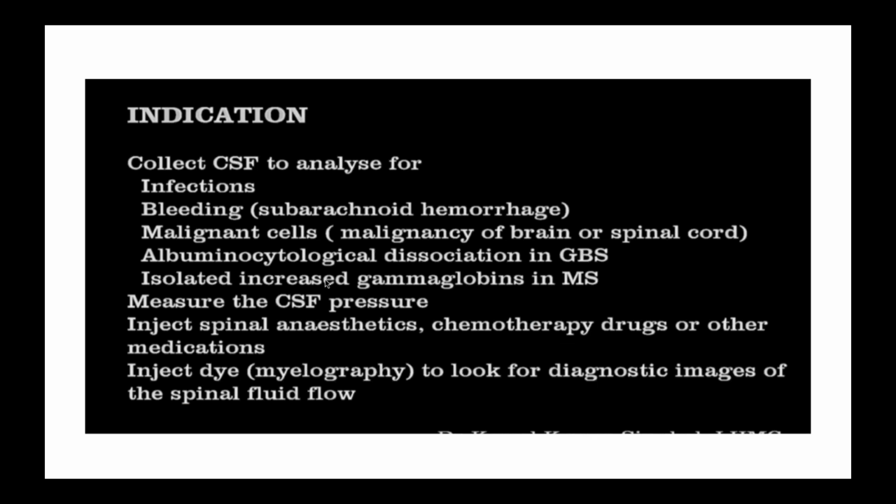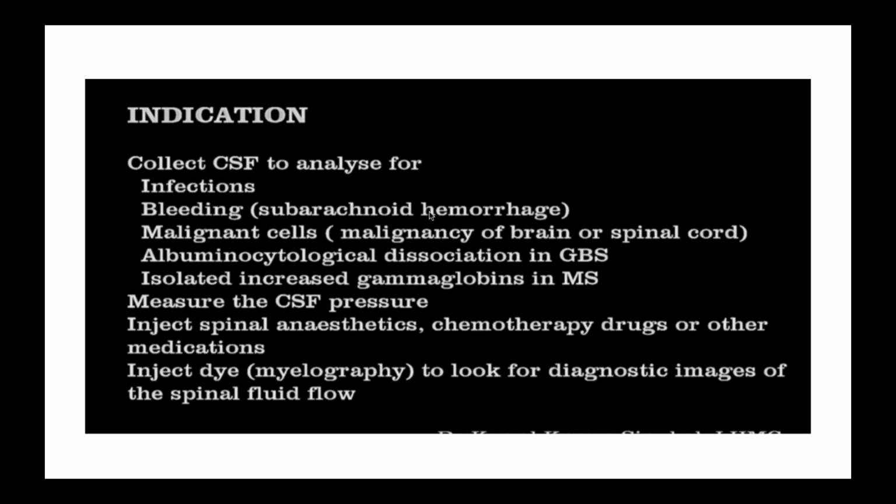And indications, as you've already told me: infections, bleeding like subarachnoid hemorrhage, then malignant cells. For malignant cells like leukemia, acute leukemia, you do a CSF examination at the beginning of treatment to prognosticate the disease, to stage the disease.